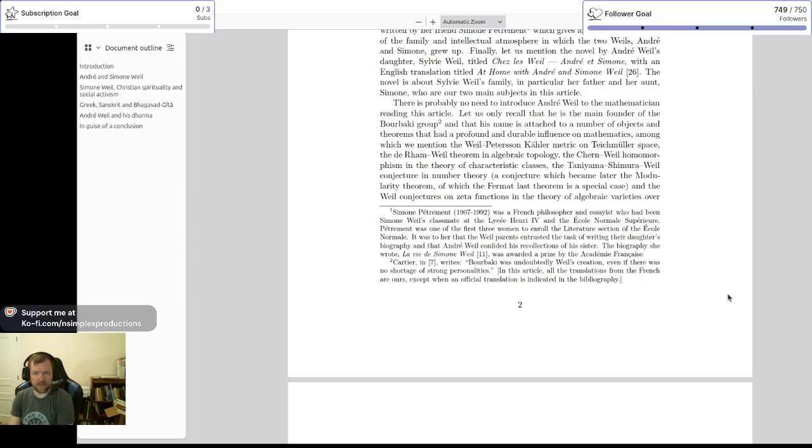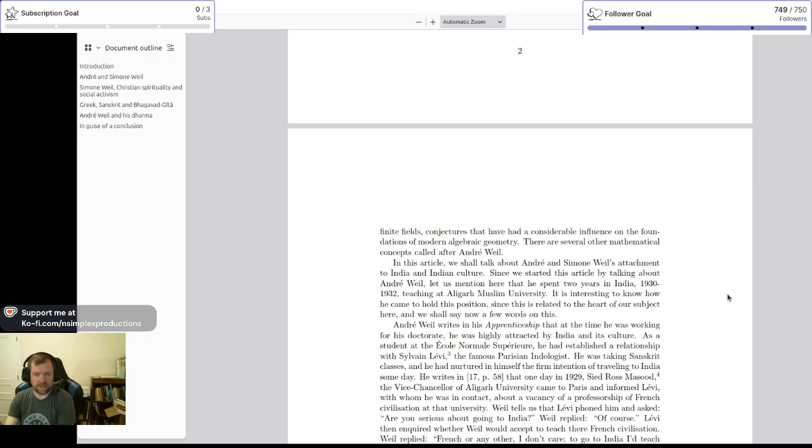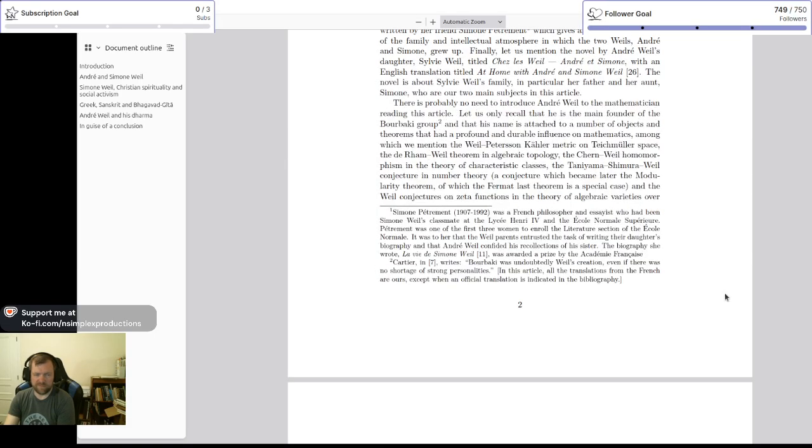the Taniyama-Shimura-Weil conjecture in number theory, a conjecture which became later the modularity theorem, of which Fermat's Last Theorem is a special case, and the Weil conjectures on zeta functions in the theory of algebraic varieties over finite fields, conjectures that have had a considerable influence on the foundations of modern algebraic geometry. There are several other mathematical concepts named after André Weil.